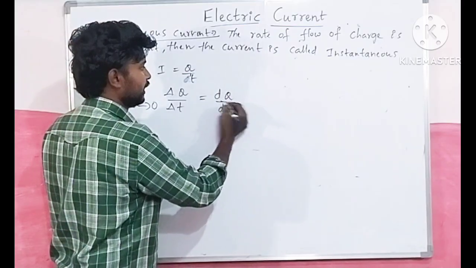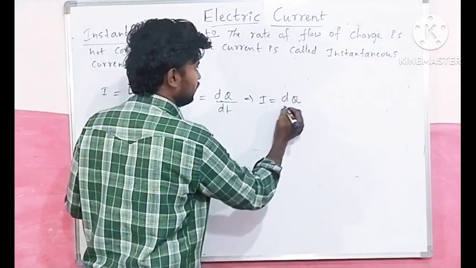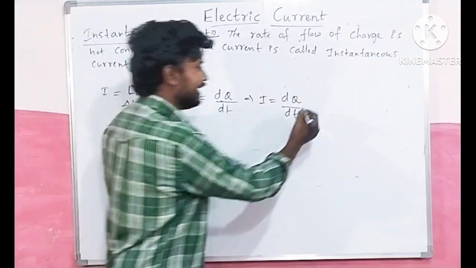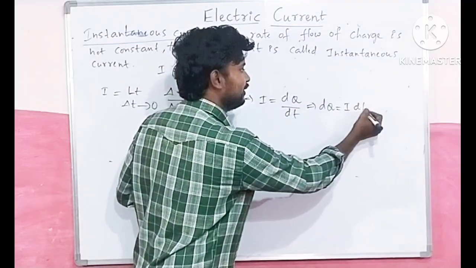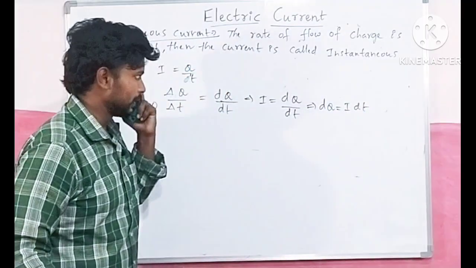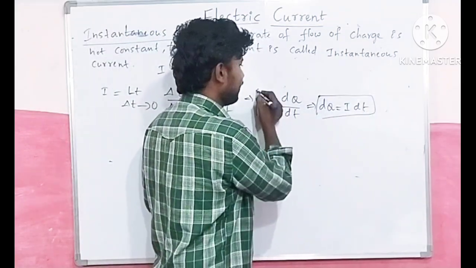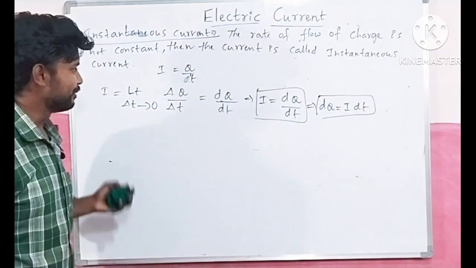So here current I equal to dq by dt, or we can write it as dq equal to I into dt. Based on this formula we can solve two numerical questions, then we can understand better.